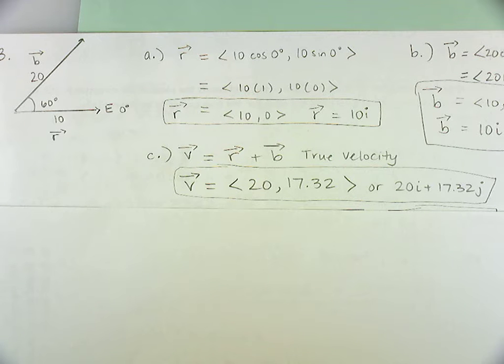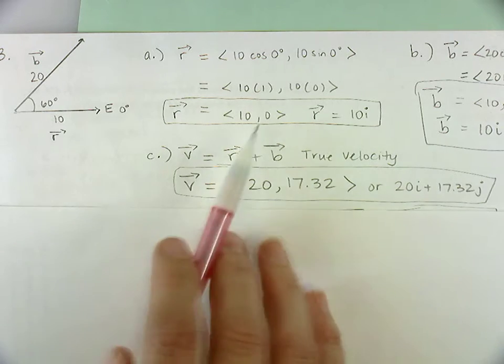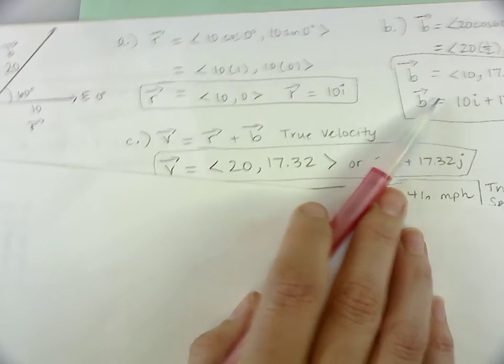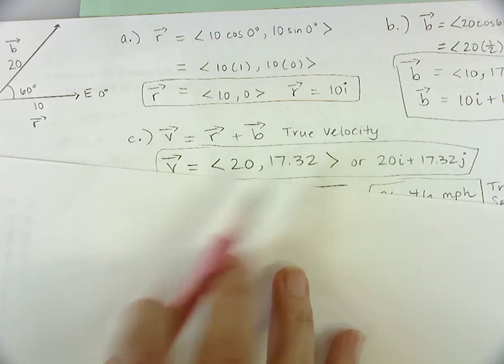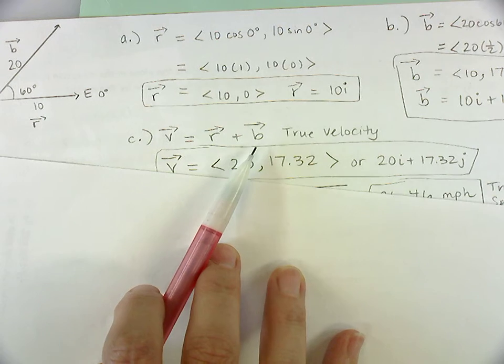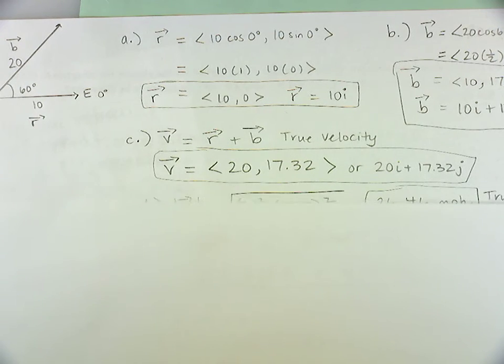Okay, yep. So I want you guys to pay attention to the terminology because that's usually what trips people up on the quiz. If you're trying to find a vector, this is velocity. This is the velocity of the river. This is the velocity of the boat. But the true velocity is going to be the river with the boat. Okay, so that's going to be your true velocity vector.